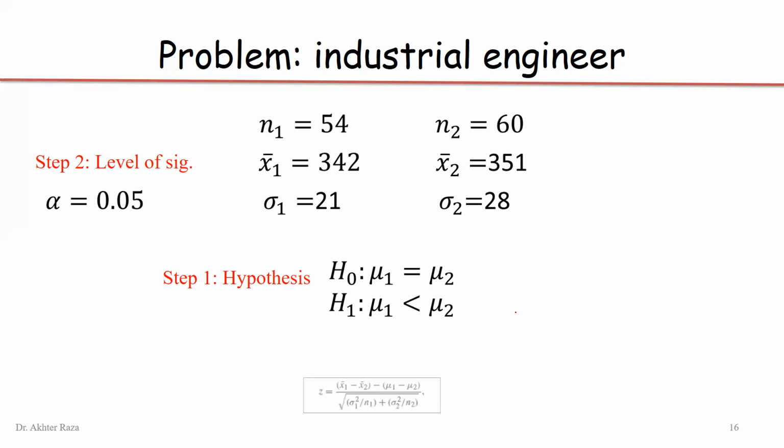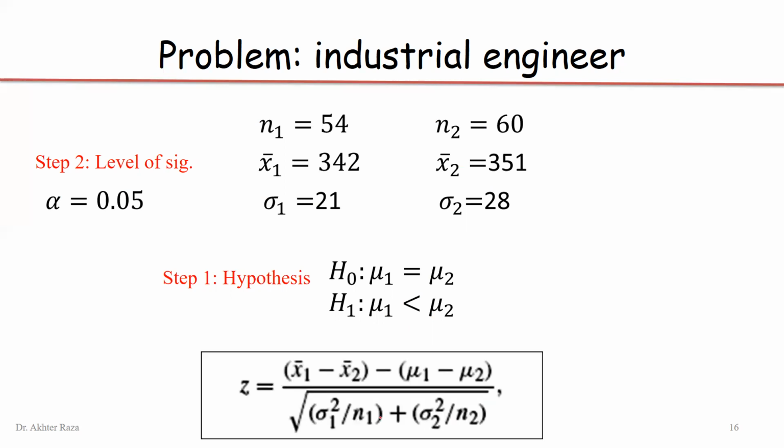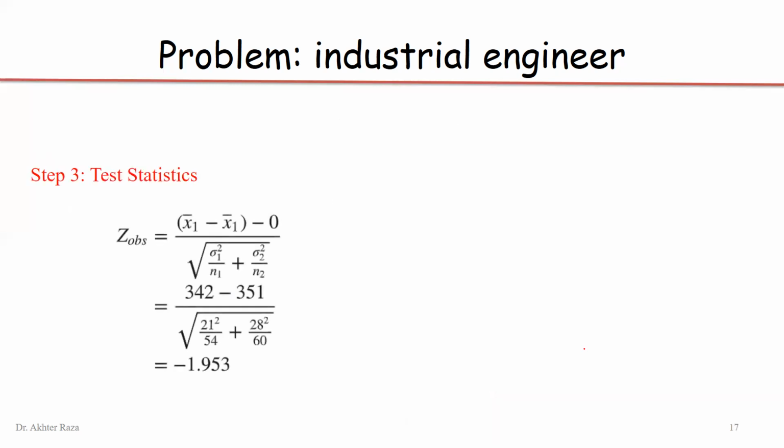Now, in step number 3, we have to implement the formula. The formula is: mean 1 minus mean 2 of the samples, minus mean 1 minus mean 2 of the population, the difference of the two, divided by the standard error. The standard error is the square root of sigma 1 squared upon n1 plus sigma 2 squared upon n2, if the sampling is done with replacement. Now the test statistic value is computed. The difference of population means is 0, and the difference of sample means is plugged in here: 342 minus 351.